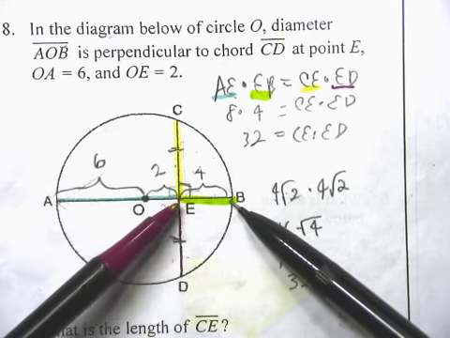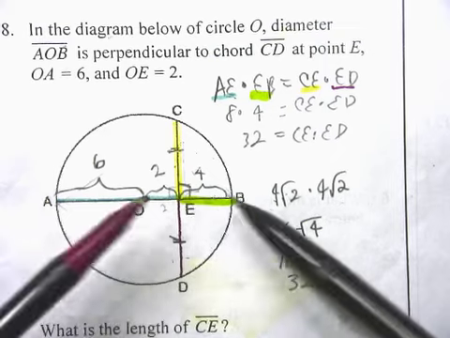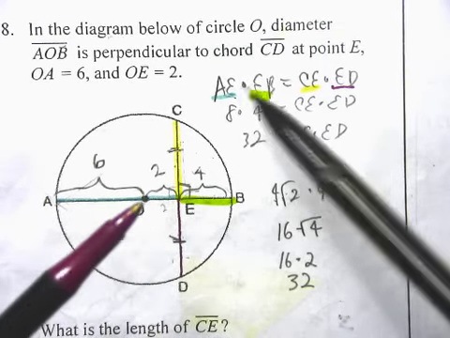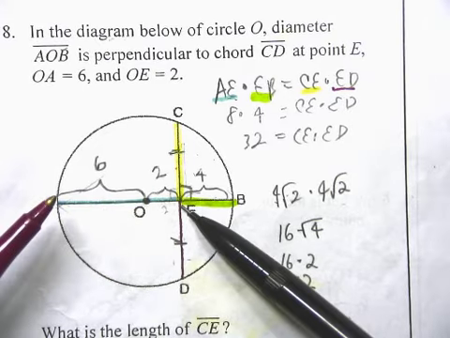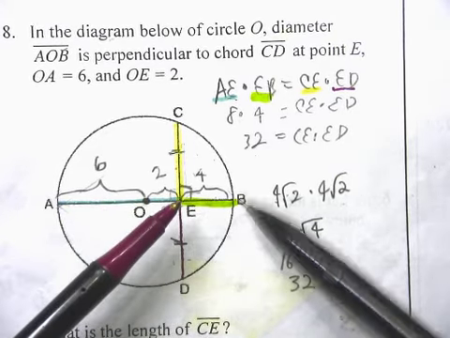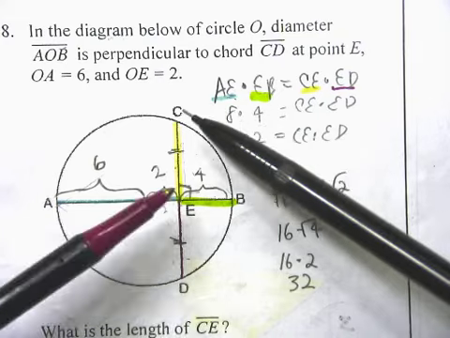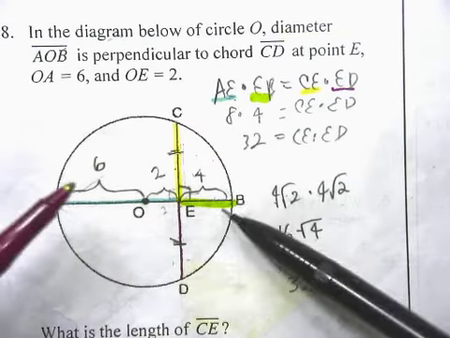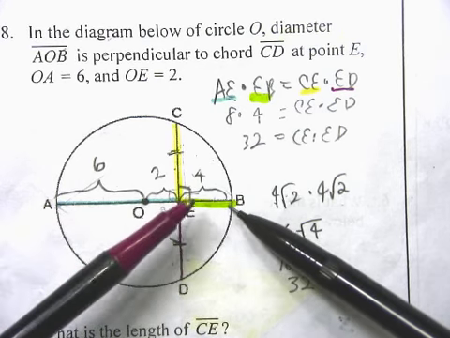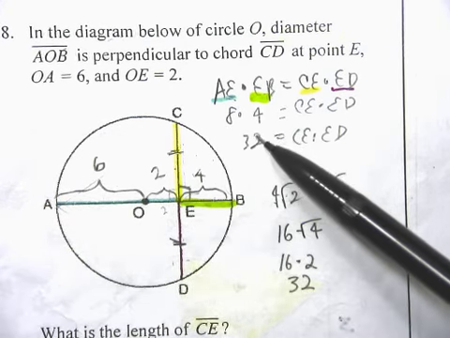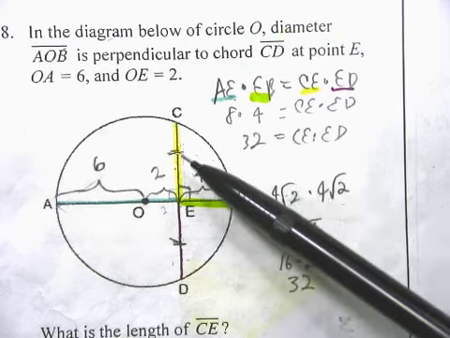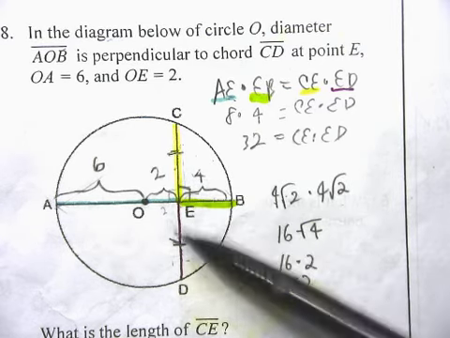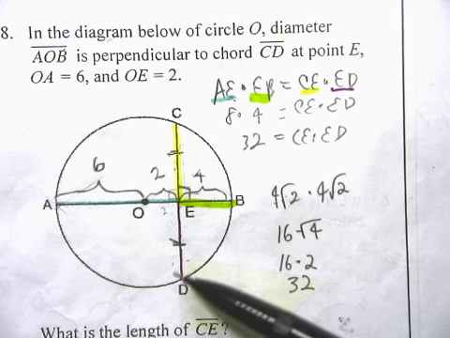So let's take a look here. So here they tell me that this part, right? How long is this part here? It's 8. 6 plus 2 is 8. And this part here is 4. So 8 times 4 is 32. By the way, I wrote the rule here in algebraic form. AE times EB, their product is going to be equal to CE times ED. Okay? So this is 8 and this is 4. So 8 times 4 is 32.